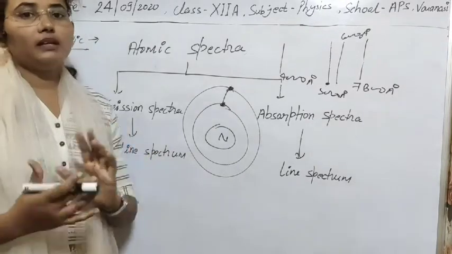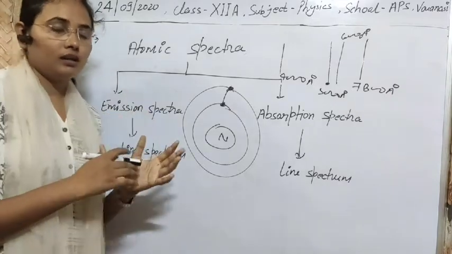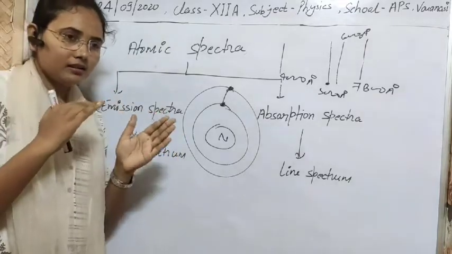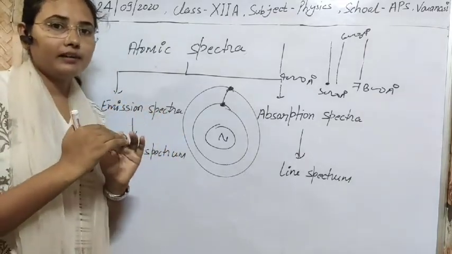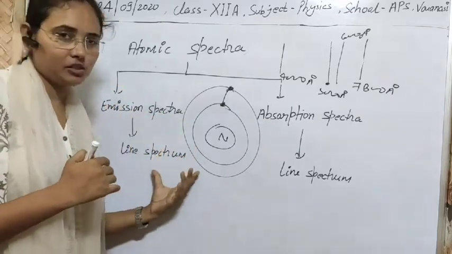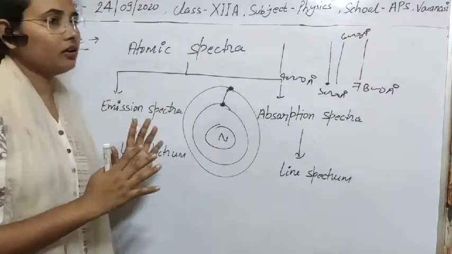Band spectra is obtained in the case of molecules, where two or more atoms can form the molecule, and as the energy of those atoms can vary, due to variation of energy we will get band spectra. Okay. So I think the origin of spectra is now clear to you.